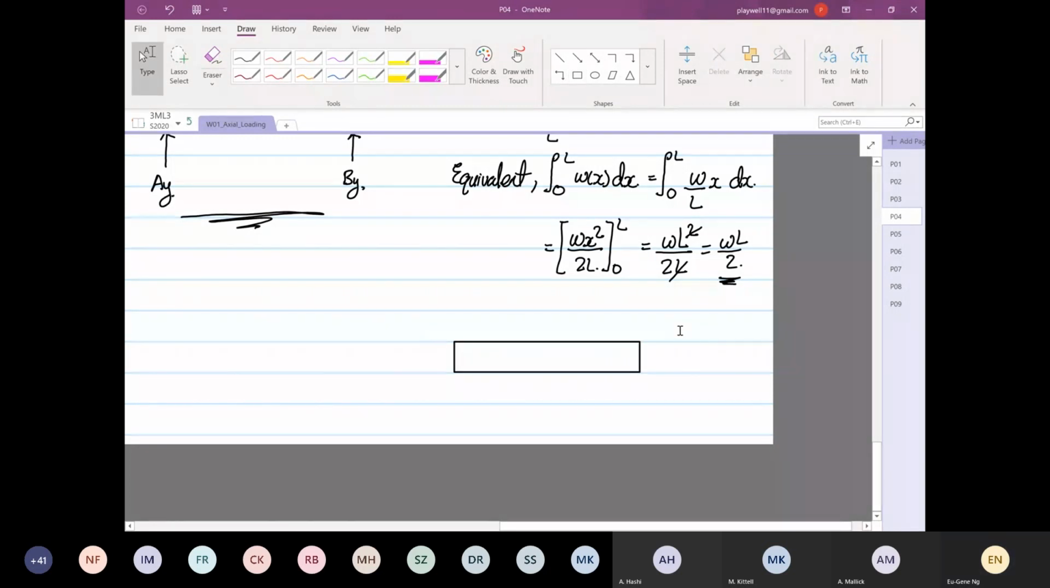So as usual, we construct our free body diagram. So this is your AY. This is your BY. Over here is your equivalent load, omega L, okay, omega L over 2. And the distance from here to here is 2 over 3 L. And the distance from here to here is L over 3. Okay, and that distance over there is L over 3. Okay, again, I don't want you to memorize this.